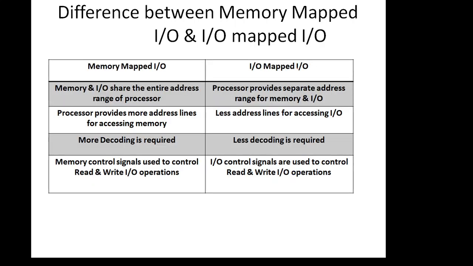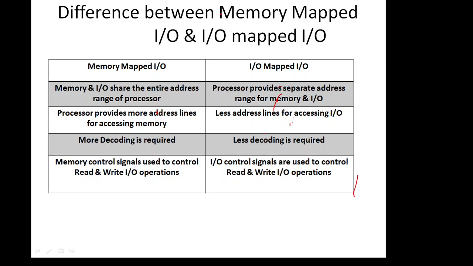So let us have a look at a glance at the difference between memory mapped IO and IO mapped IO. The first point, as we have discussed: in memory mapped IO, memory and IO share the entire address range of the processor. Whatever the space is, both memory and IO are going to share this address space. But in IO mapped IO, we provide a separate address range for the memory and a separate address range for the IO. So that is the difference.